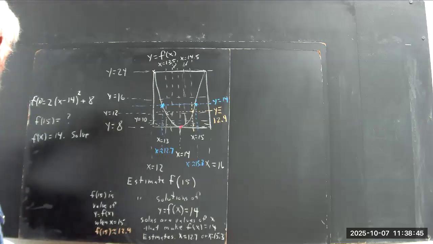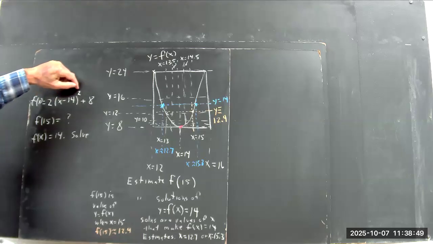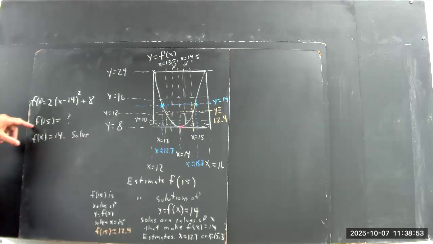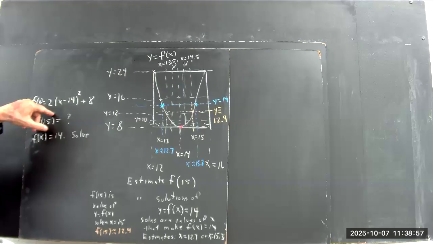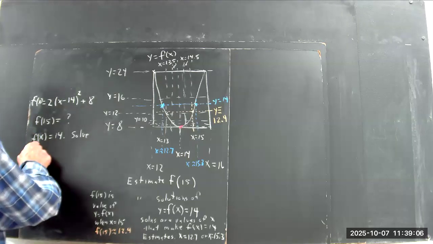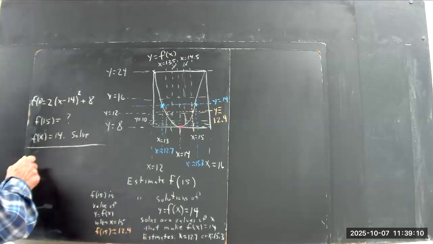Now, I tell you f of x is 2 times the quantity x minus 14 squared plus 8. What's f of 15, if this is the correct equation? And can you solve the equation f of x equals 14? Well, now we're going to do a little arithmetic.